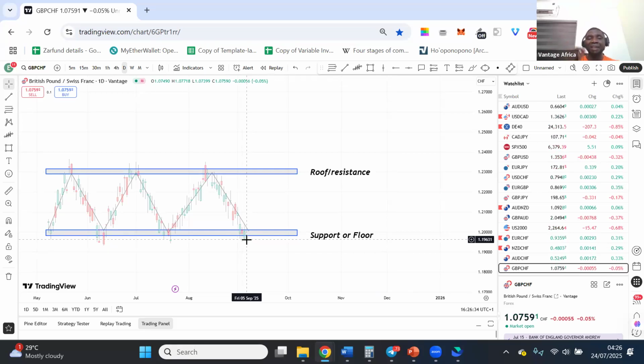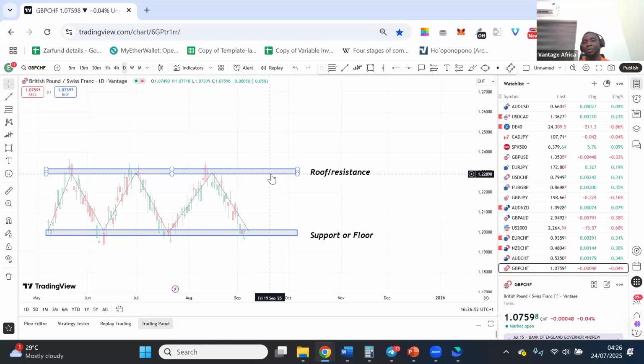There's a lot of buy volume there. That's the reason why price is rising. Then when it comes to the resistance here, or a roof, there's a lot of sell volume. That's why price is selling.